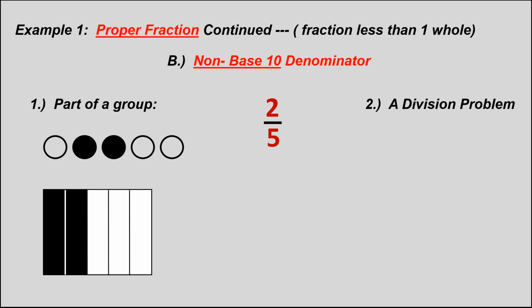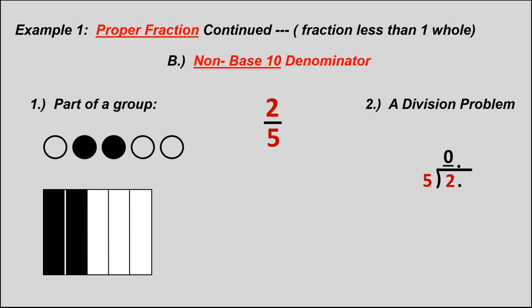Students must immediately recognize that 2/5 is a proper fraction. Please emphasize this point in your teaching. Next, we roll our fraction to the right. The numerator 2 becomes the dividend, and the denominator 5 is now the divisor. We can begin dividing.